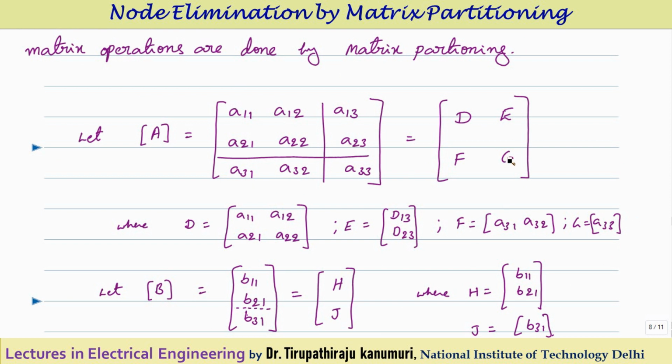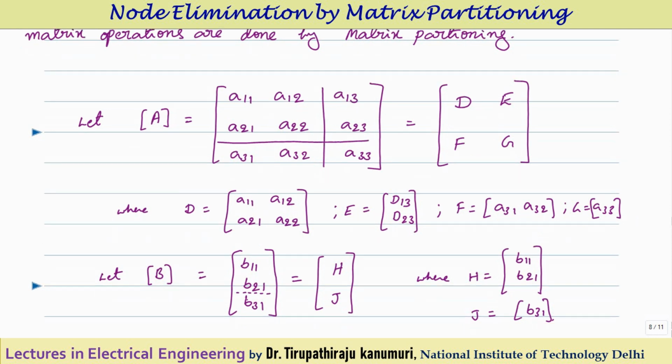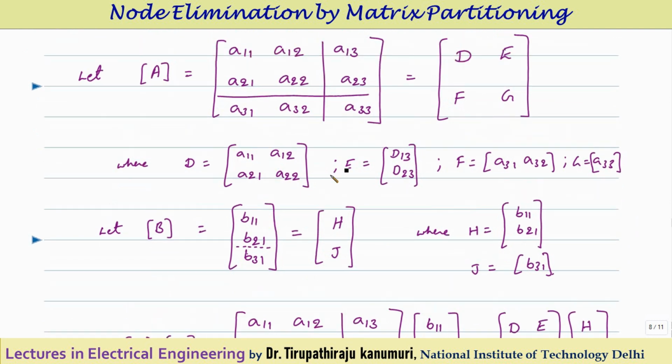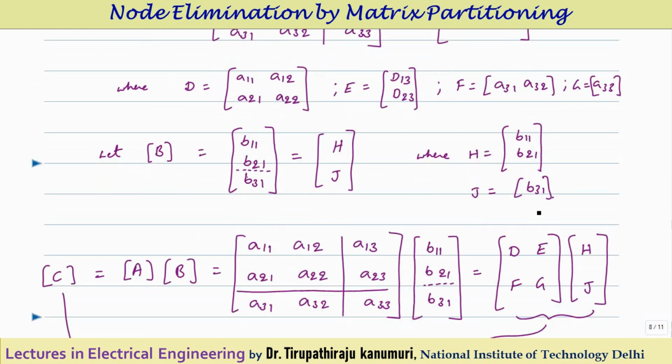And they will be partitioned in such a way, generally, that E will be the transpose of F. So E will be the transpose of F. This A13, A23 will be the transpose of A31, A32, because we know that A13 will be equal to A31. We have already seen this for the case of the admittance matrix. Similarly, in order to multiply with them, B is also divided accordingly. So I am dividing B into 2 matrices, one as matrix H and the other as matrix J. I am going to take one example, so these doubts about why I am dividing like this will be clarified there.